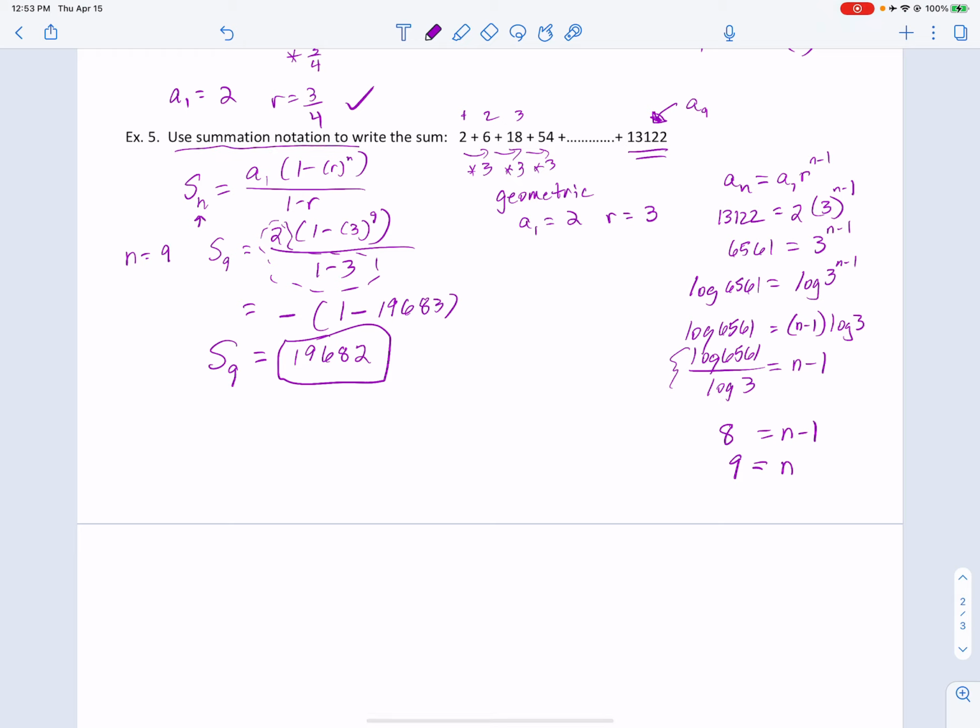And then use summation notation to write the sum. So if I use summation, I can say k is 1, and I'm going to go all the way to 9. And I've got my first term, it's just this general term here, 2 times 3 to the, and if I'm using k, this will be to the k minus 1. So I found the sum. I should have said, and find the sum.